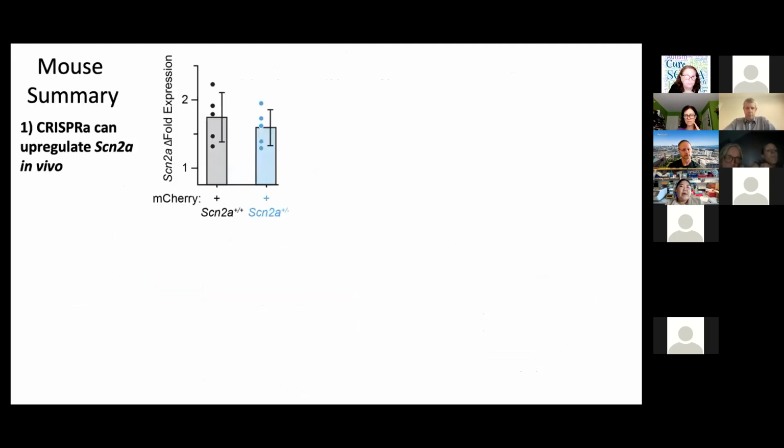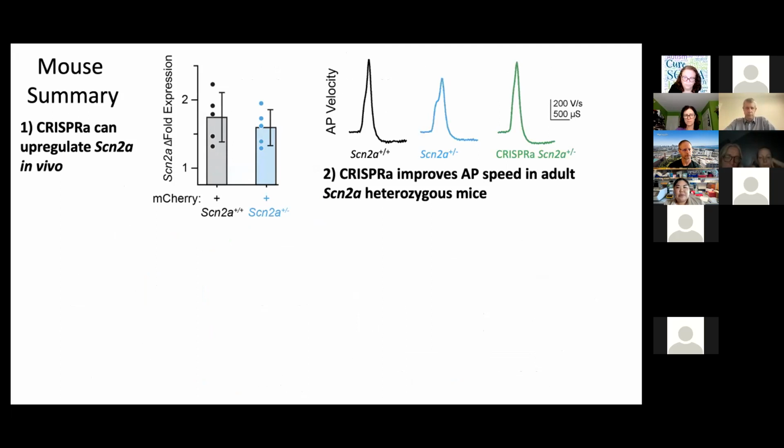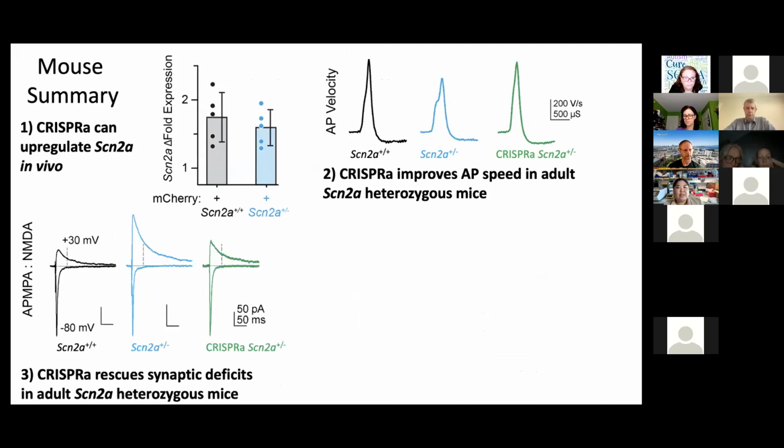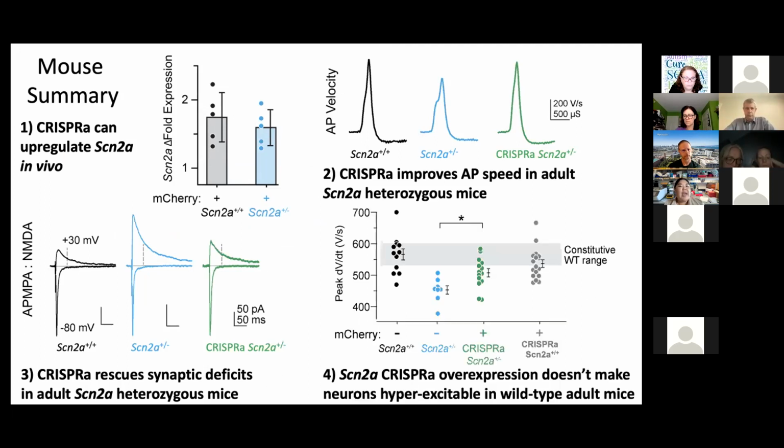So to summarize my mouse work thus far, I've discussed how CRISPR-A can not only upregulate SCN2A mRNA expression in both wild type and heterozygous mice, but CRISPR-A is also able to improve that action potential speed deficit. And as a result, CRISPR-A rescues synaptic deficits and restores stability like the AMPA to NMDA ratio. And finally, we don't see any overexpression phenotypes consistent with neuronal hyperexcitability in CRISPR-A treated wild type mice.